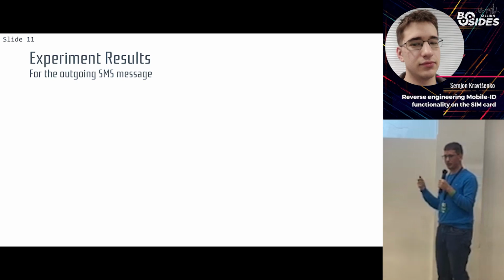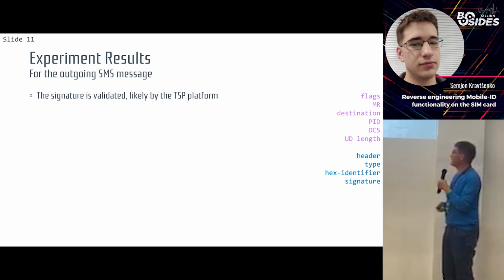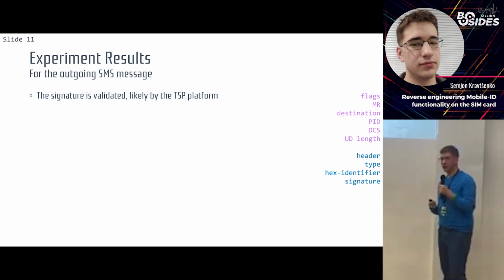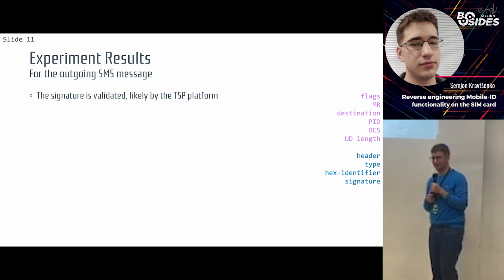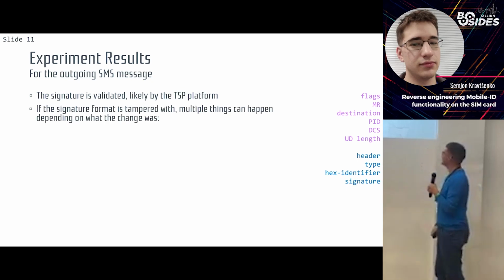Now, I tampered with the outgoing messages too, and here you can see the format once again. And I learned that the signature is validated by the TSP platform before it is sent to the relying party. So in no case, relying party should get a signature that is not valid. This will not happen. And this causes relying parties to be dependent on the TSP platform in needless ways. So if you are a relying party, please check the signature anyways. The signature can be tampered with, and the signature format can also be tampered with.